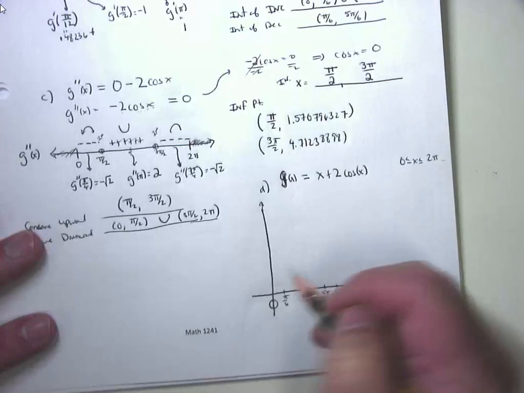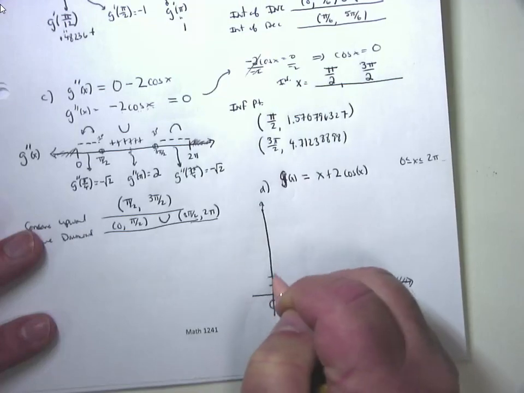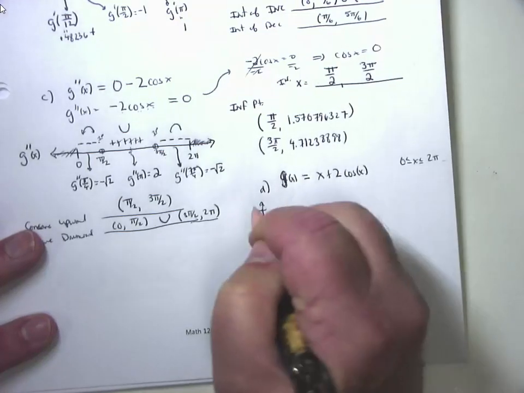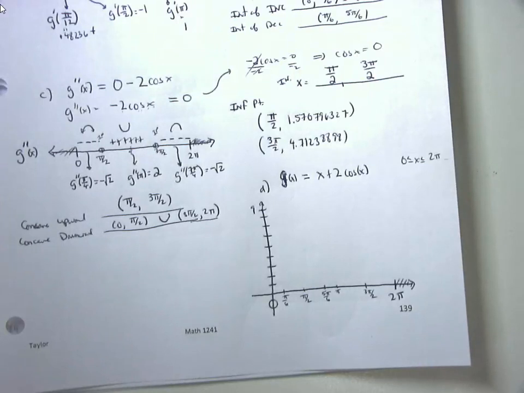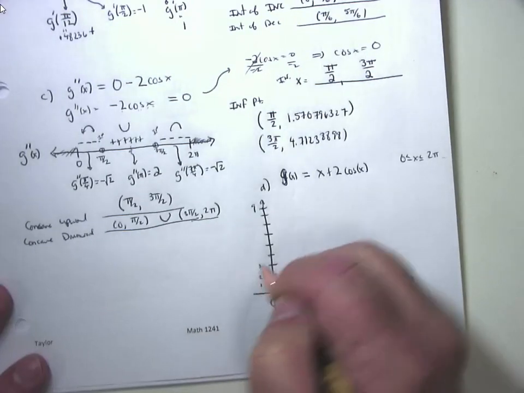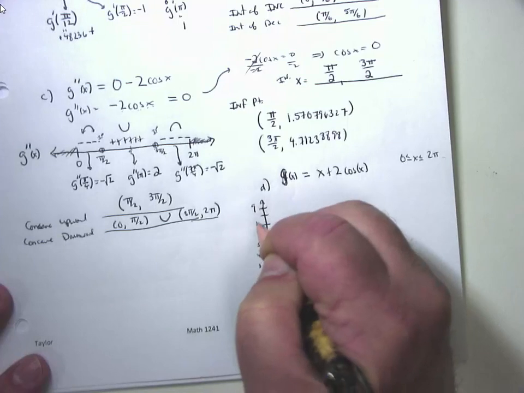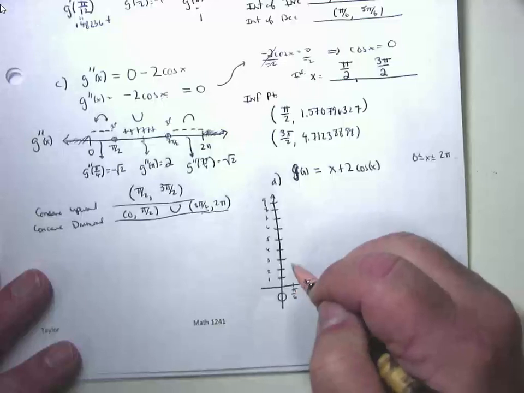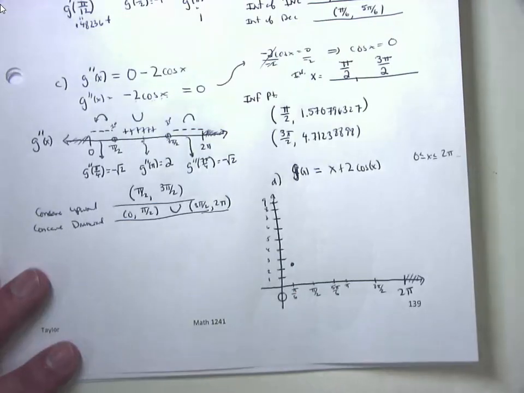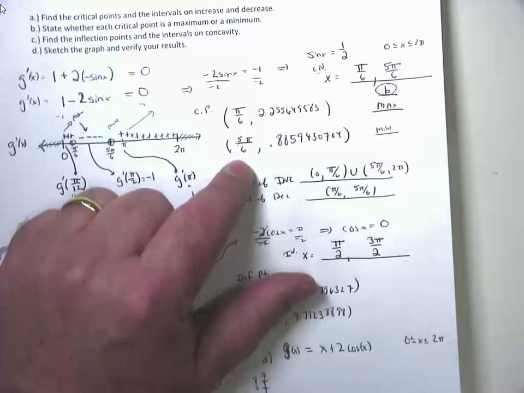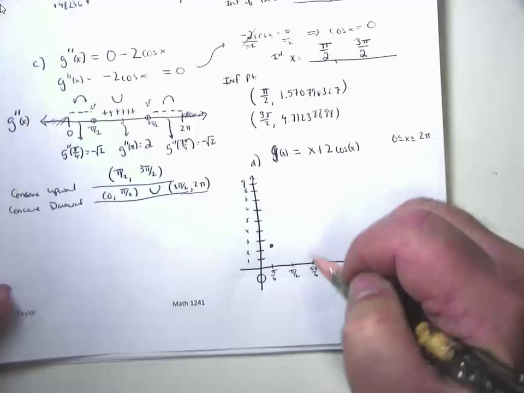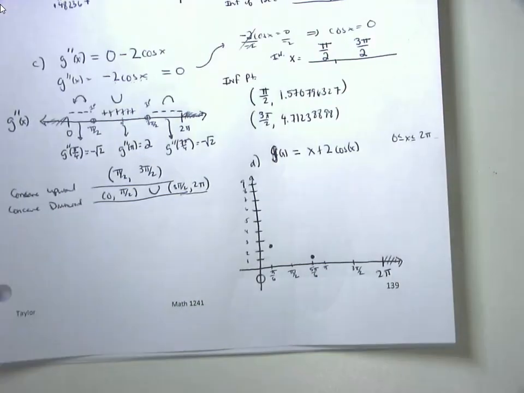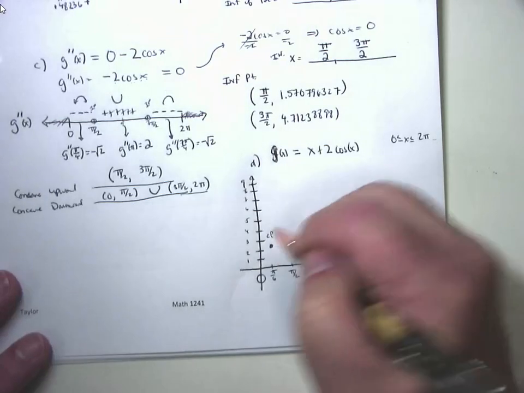So here we go. 1, 2, 3, 4, 5, 6, 7, 8, 9. There you go. All right. At pi 6, it was 2.25. Pi 6, 2.25 is right about there. That was a critical point. 5 pi 6 is 0.88. That's down here. These are CPs.